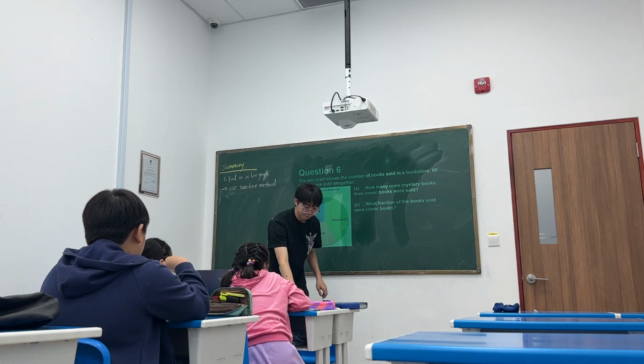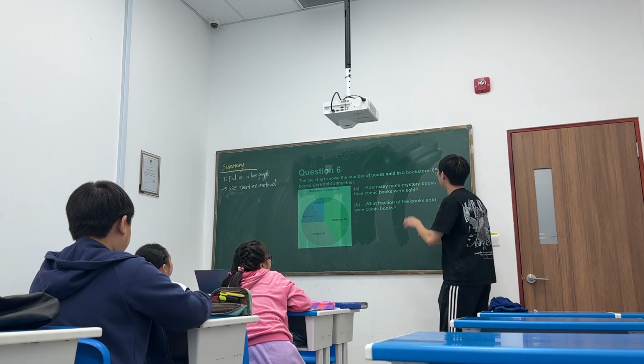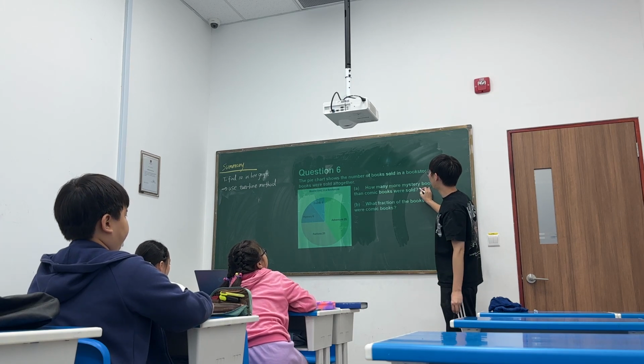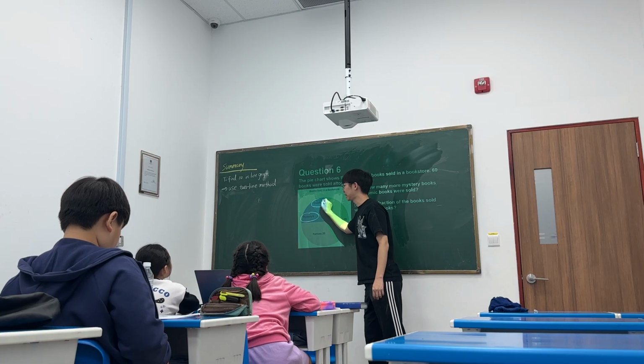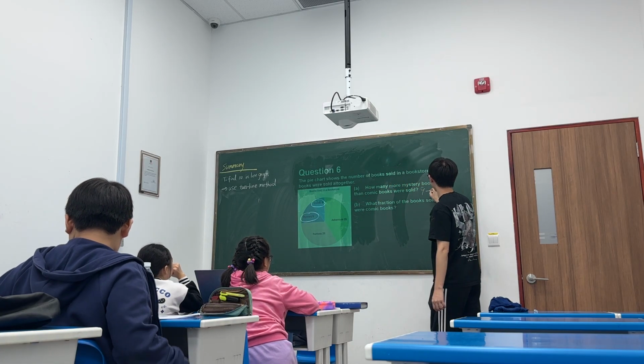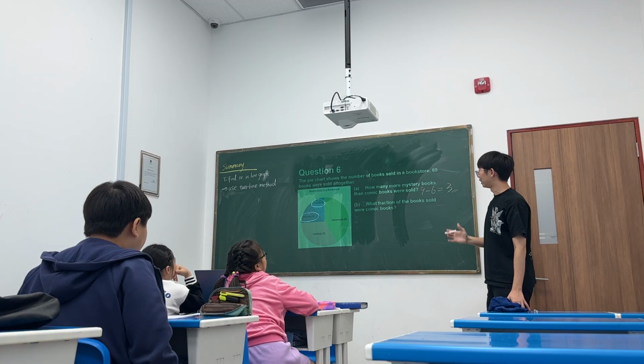Alright, let's continue. So you're all getting correct, so I'll just fast forward it. First of all, how many mystery books more are there than the comic books? So mystery book we have 9 books, right? Comic book we have 6 books. So 9 minus 6 equals 3 books. That is the answer.